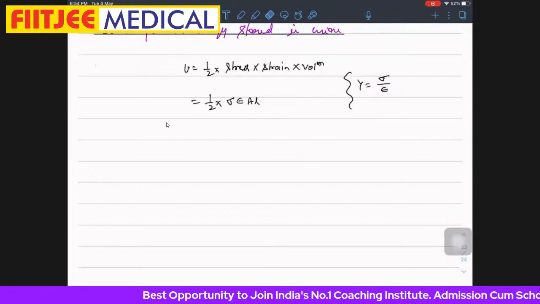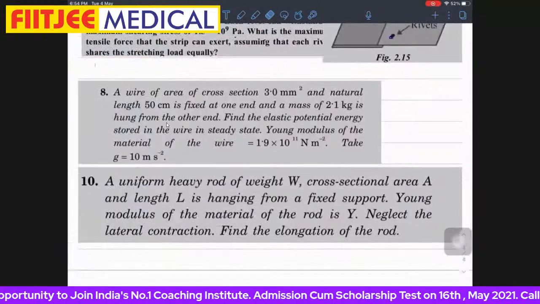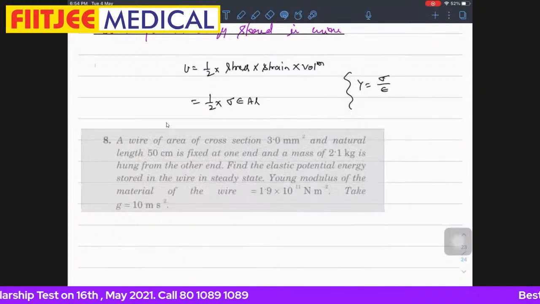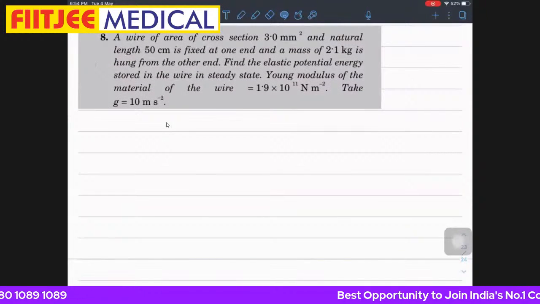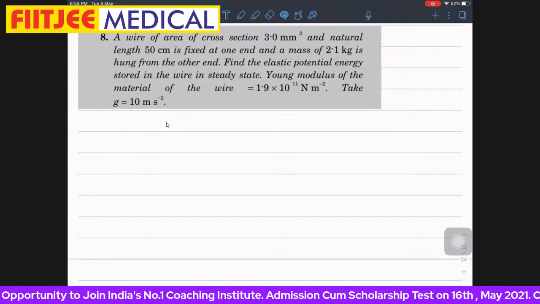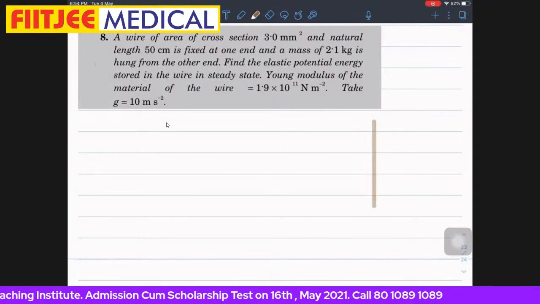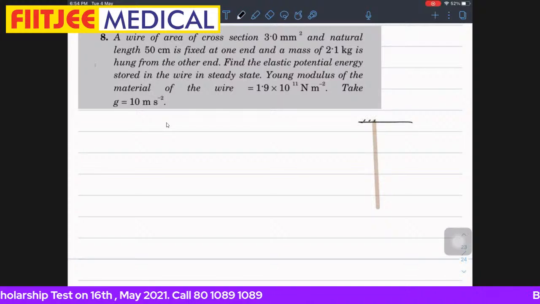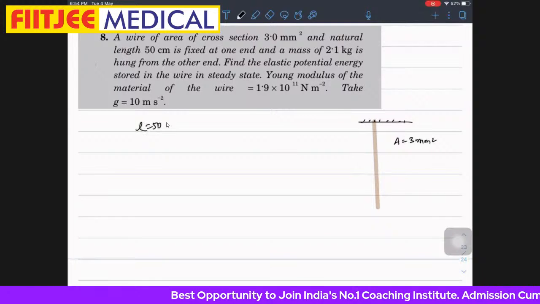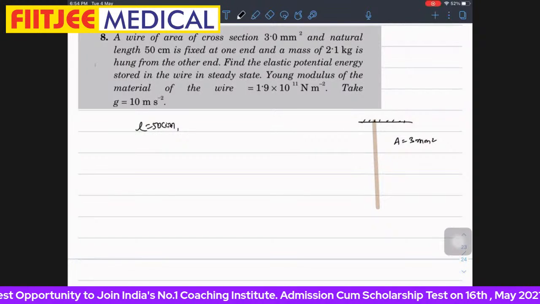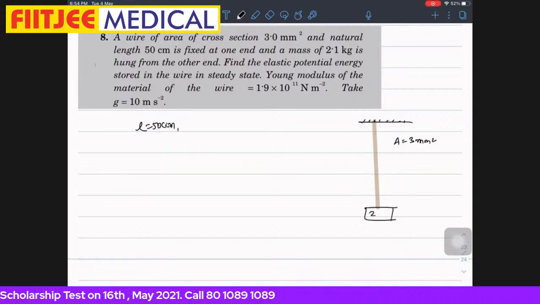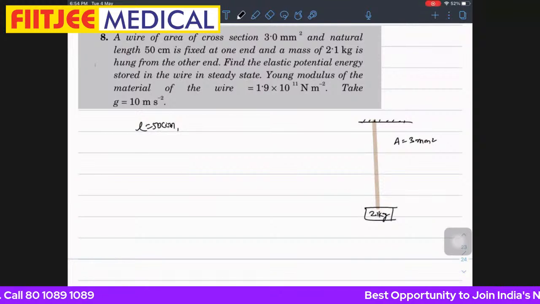Let's take a few problems for this elastic potential energy. We have a wire of cross section 3 mm square, natural length 50 centimeters, fixed at one end, and a mass of 2.1 kg is hung from the other end. Find the elastic potential energy stored in the wire in steady state. So we have a wire of area 3 mm square, length of the wire is 50 centimeter, and a mass of 2.1 kg is hanged.